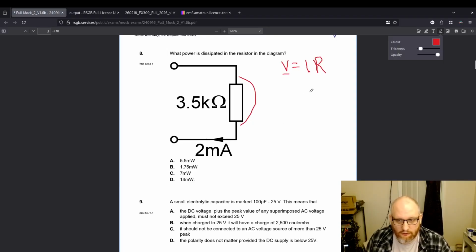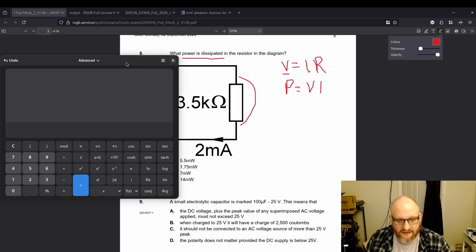If we've got the voltage and we've also got the current, we can then apply Watt's law. It tells us that power is equal to the voltage times the current. So we've got two steps that we need to go through here. We need to multiply I and R to get V, and then we need to multiply V and I to get the power. So let's try plugging some values into our calculator here.